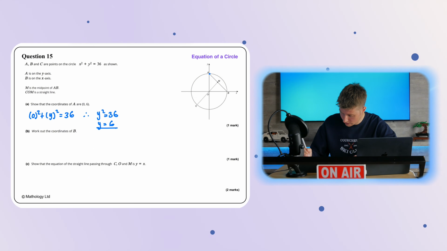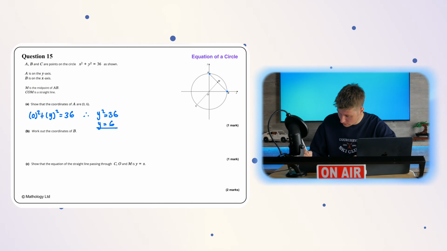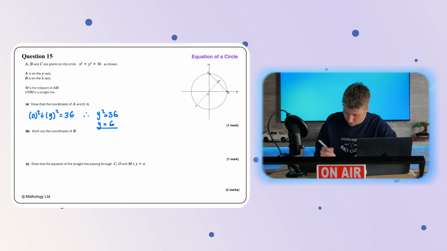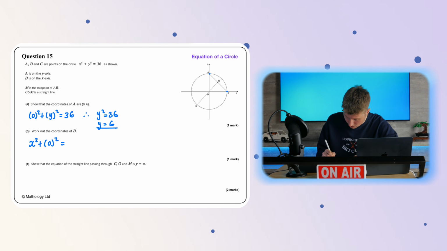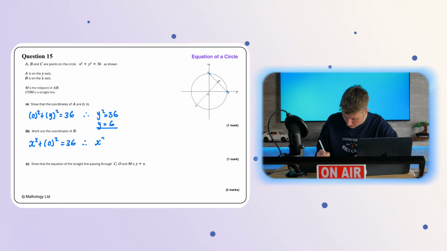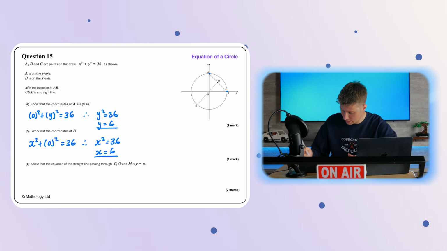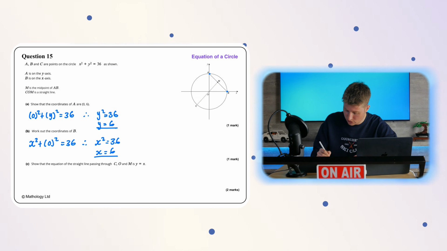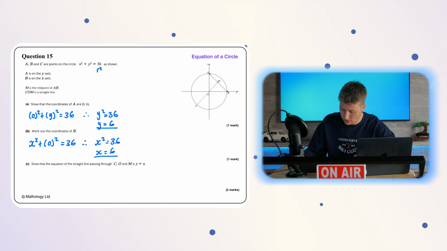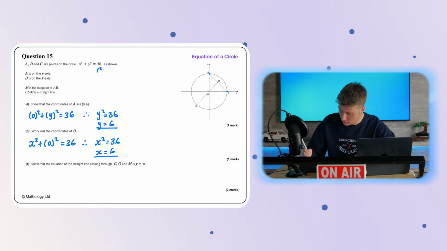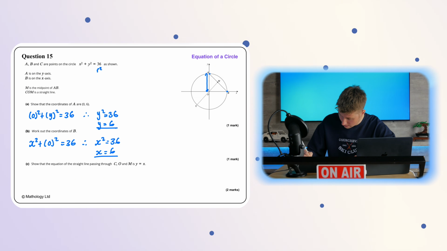Part B says work out the coordinates of B. So the opposite is happening here, where the y coordinate is 0. So if we substitute in 0 for where we see y, we've got x squared plus 0 squared equals 36. Therefore, x squared equals 36. So x is equal to 6, square rooting both sides. And we know that the equation of a circle is x squared plus y squared equals r squared. So r squared is equal to 36. So the radius is equal to 6. So this section here is 6.